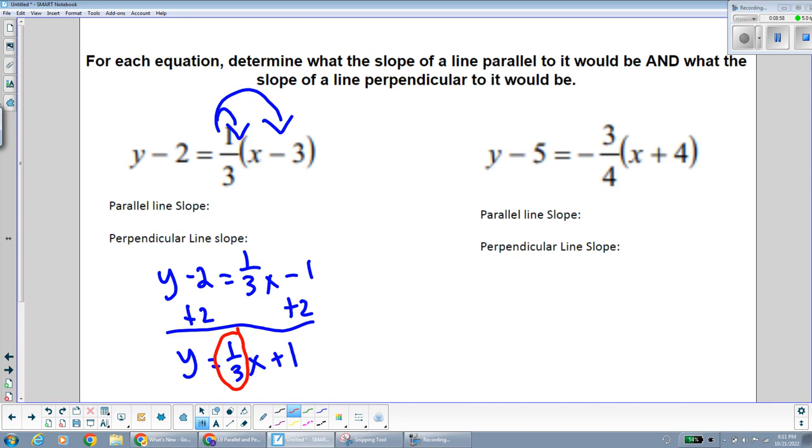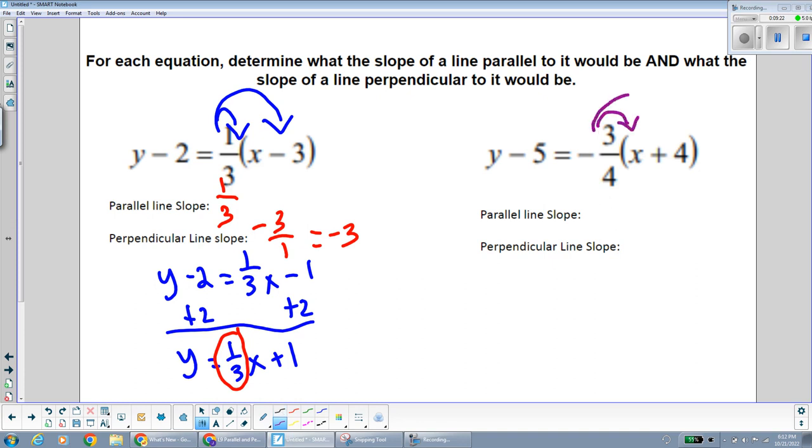The parallel line slope would be the same slope. Parallel lines have equal slopes. The perpendicular line slope would be the opposite reciprocal. If I flip the fraction, I have 3 over 1, and the opposite part means make the sign different. So that would be -3 over 1, or for short, just -3 for the perpendicular line slope. Let's try it again in the next example.